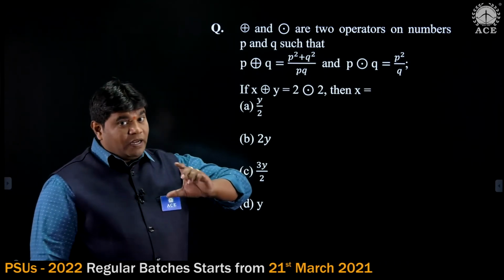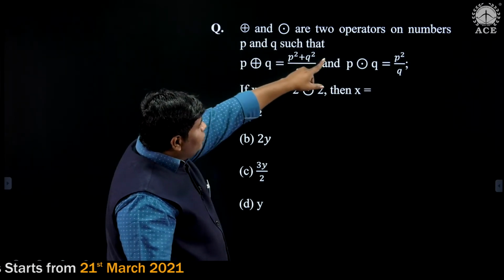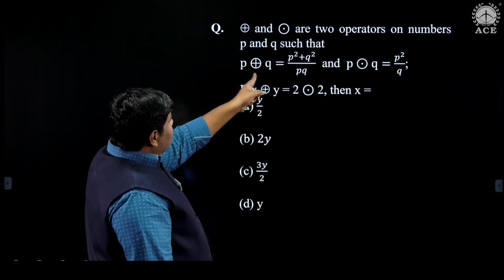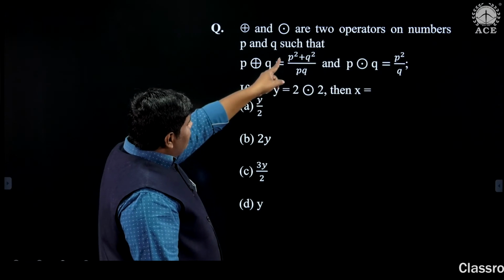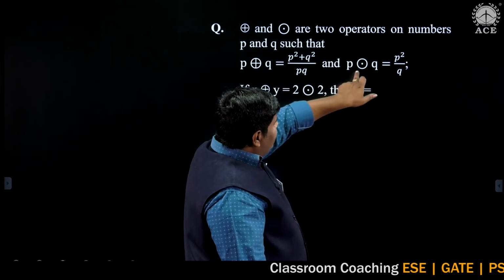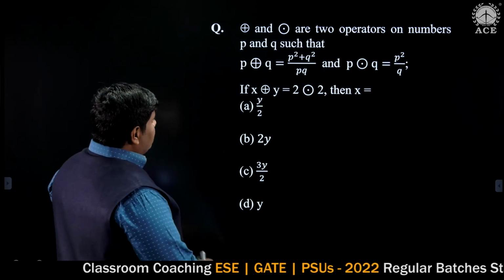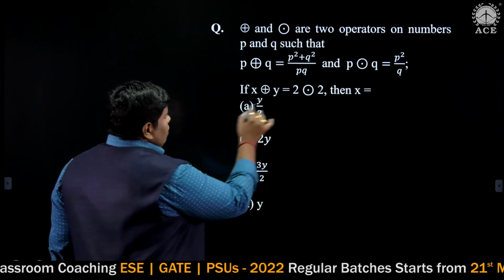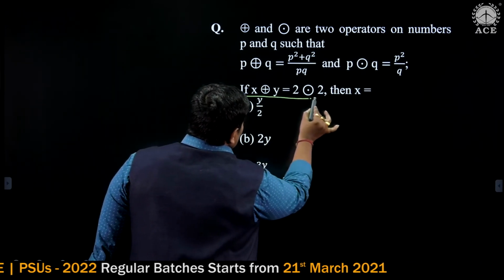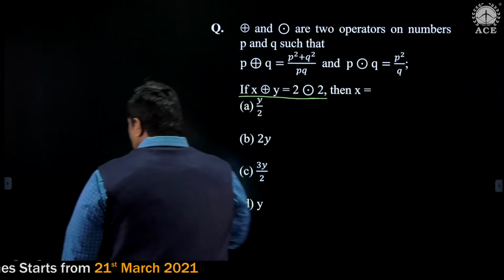Operators concept, this one. Two operators, circle plus and circle dot, are given on numbers p and q. p circle-plus q is (p square plus q square) upon p into q, and p circle-dot q is p square upon q. That is the information. Now what is the requirement? If x circle-plus y is equal to 2 circle-dot 2, then what is the x value?